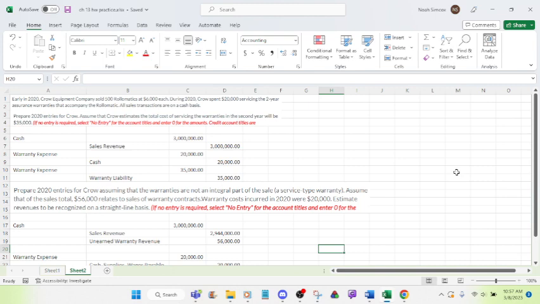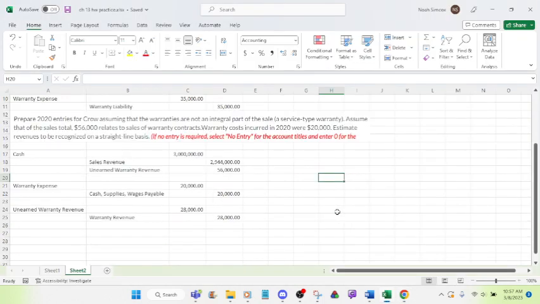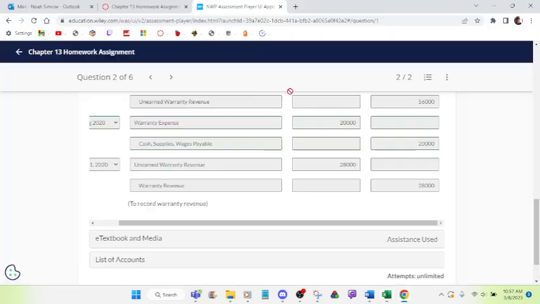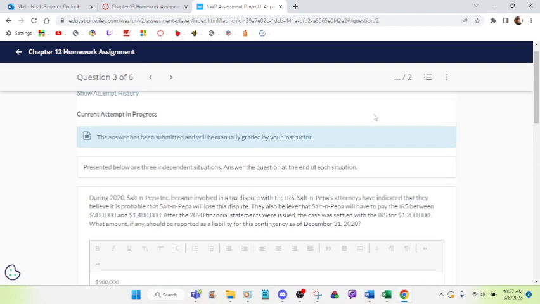That was funny. It's almost like that clock. What questions? I've only completed 2 of these chapter 13 questions. That was funny. My goodness. Ugh.